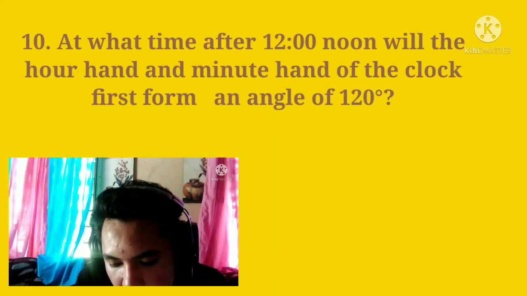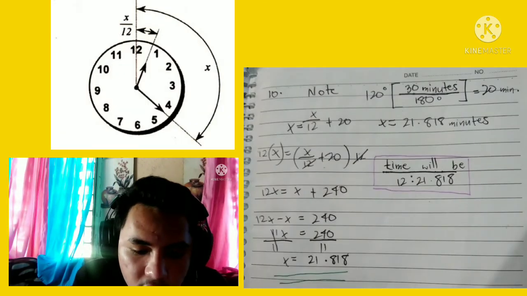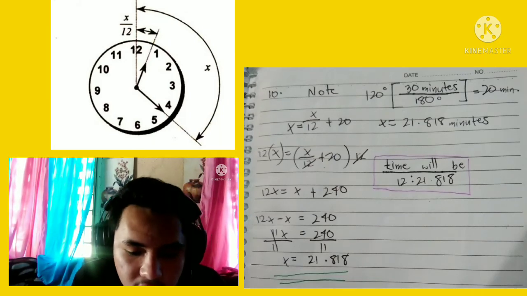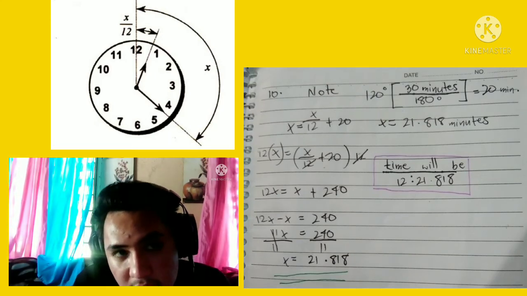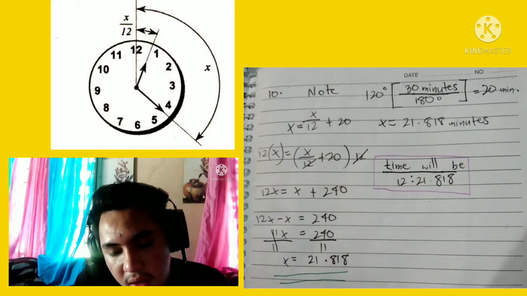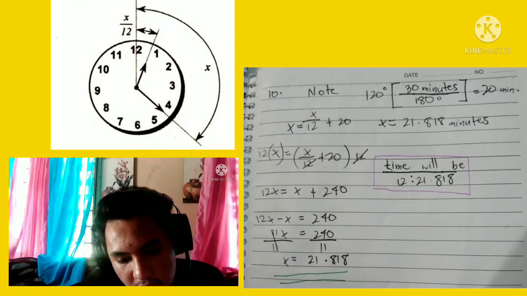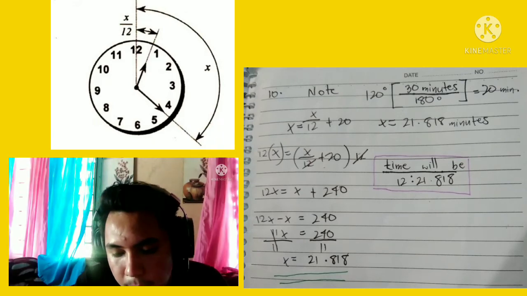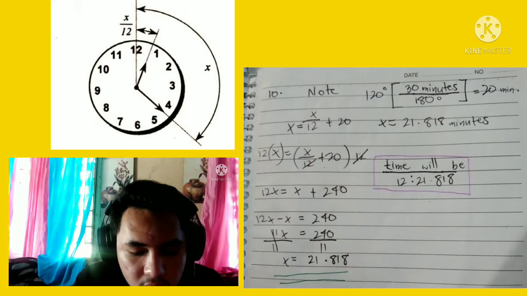And for our number 10, at what time after 12 noon will the hour hand and the minute hand of the clock first form an angle of 120 degrees? Here let's note that 120 degrees is multiplied by 30 minutes over 180 degrees. So in 180 degrees, we have 30 minutes, so 120 degrees is equal to 20 minutes, as we can see in our illustration.